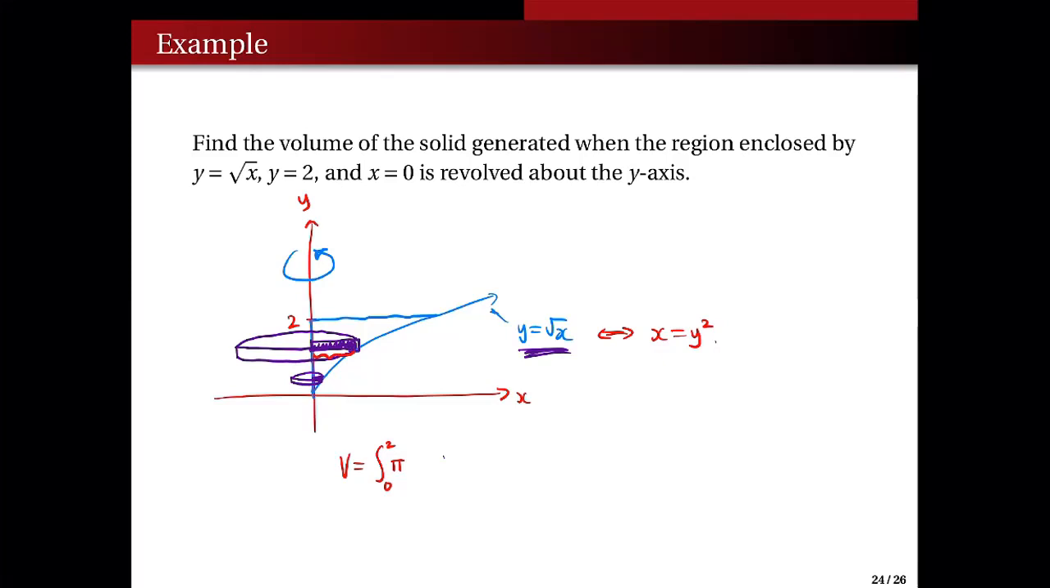Correct? So this is just y squared squared dy. If you integrate this, you'll get pi y to the 5 over 5 from 0 to 2. And this is just 32 pi over 5. So this is your volume.